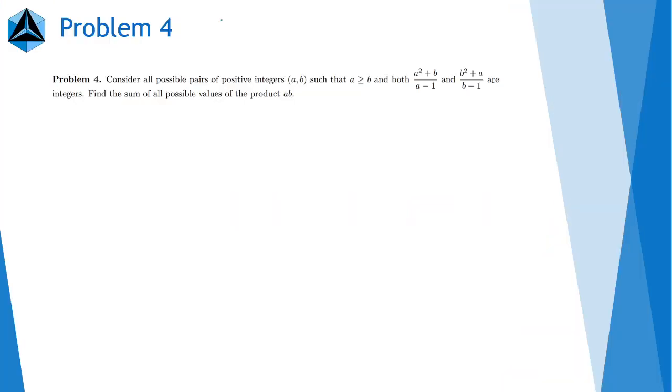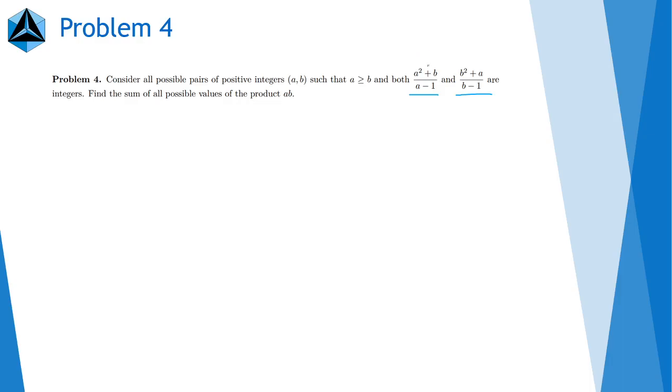Alright, so the problem reads: consider all possible pairs of positive integers a, b such that a is greater than or equal to b, and both (a squared plus b) over (a minus 1) and (b squared plus a) over (b minus 1) are integers. Find the sum of all possible values of the product AB. So just to start, we want to look at both of these. We want to make these integers clearly.